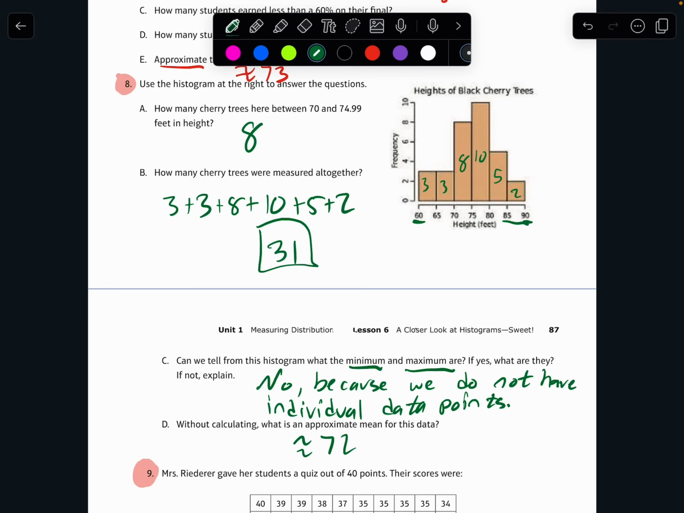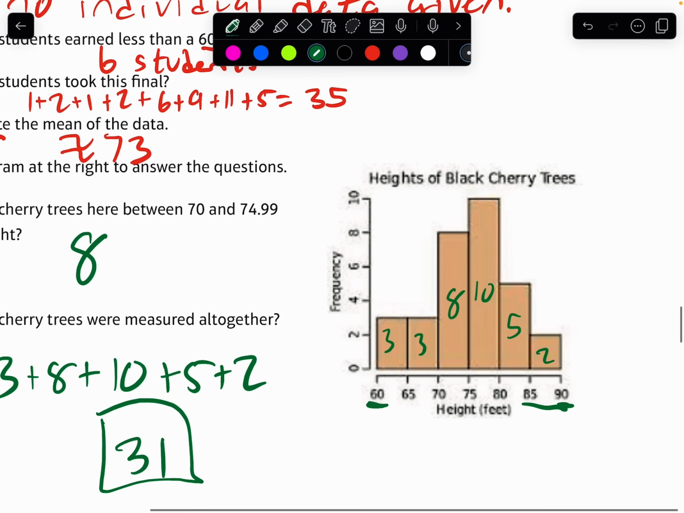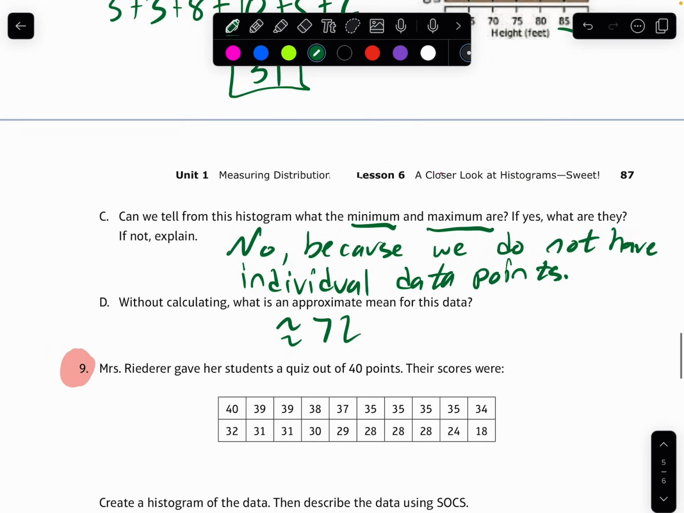But any answer will work here because it's asking you to not calculate it, just by looking at the graph. You just have to take a good guess.